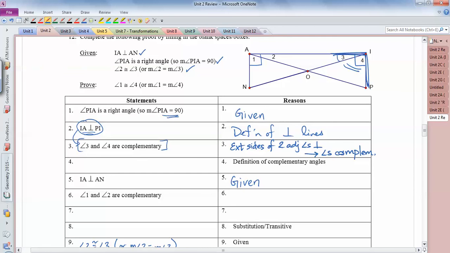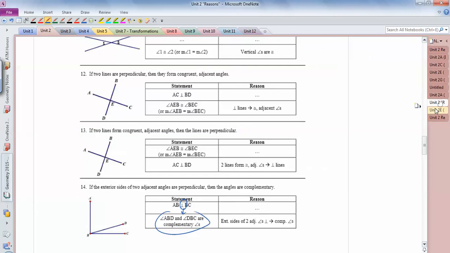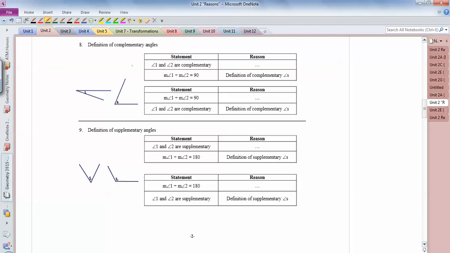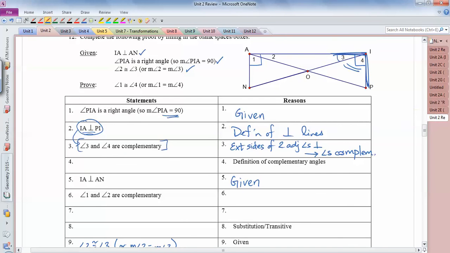Okay. Number 4 says definition of complementary angles. The definition is way up here somewhere. The definition says if you have complementary angles, then you can add them up to 90, or vice versa. If you have two angles that add to 90, then they're complementary. And if we come back to ours over here, we're already told that we have complementary angles. So the definition would say, if I add their measurements, I get 90.